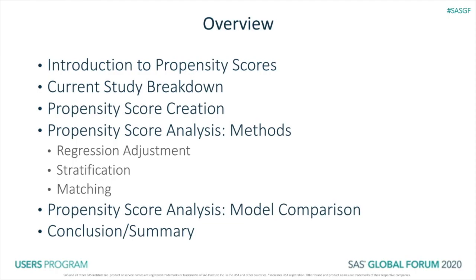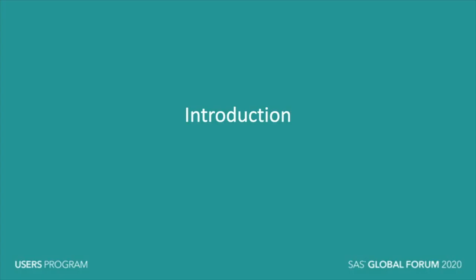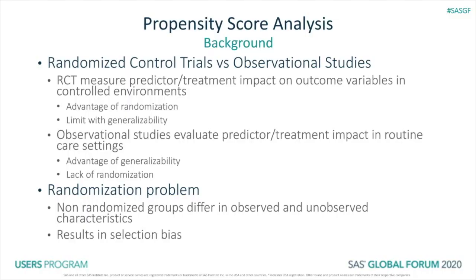Okay, so I'll begin with the introduction. So propensity scores. As we know, there are two main types of research methods. So we have randomized controlled trials and observational studies. An advantage of randomized controlled trials is that they have randomization, which is great because we can actually get more of a causal relationship out of a type of study that has randomization.